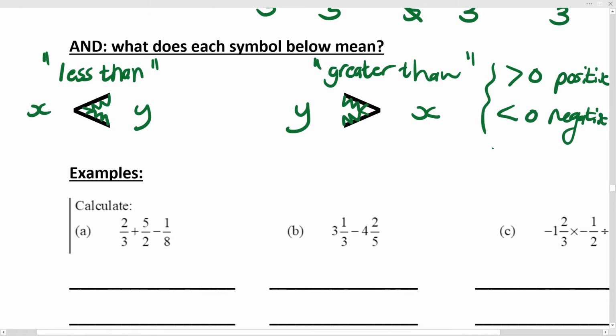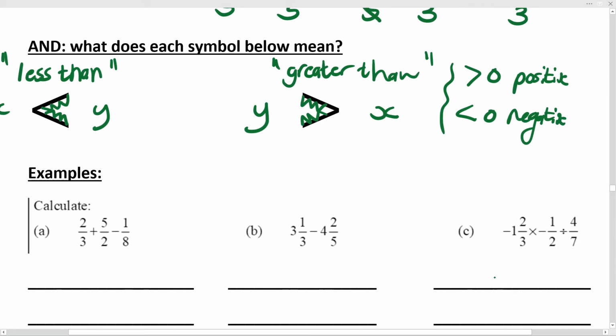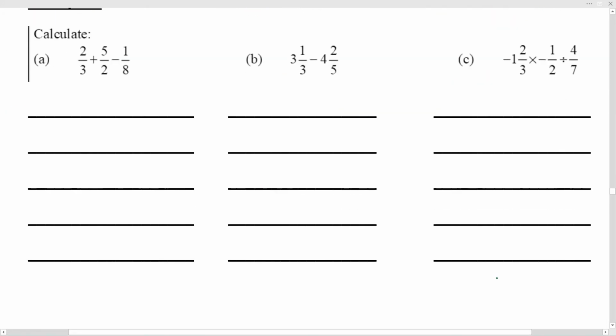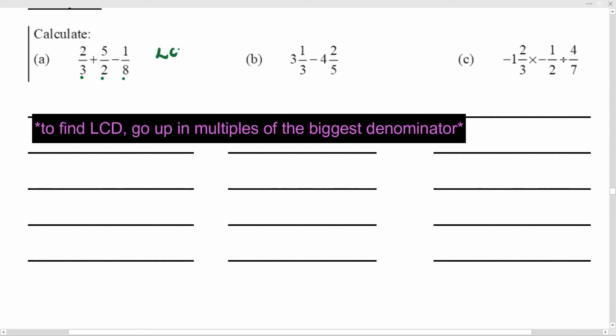Okay, let us do some examples of adding and subtracting and dividing and timesing fractions that have no variables in them. Right, so the first example we have a denominator of 3, of 2, and of 8. Okay, so they do not have the same denominator, which means I need to find an LCD.